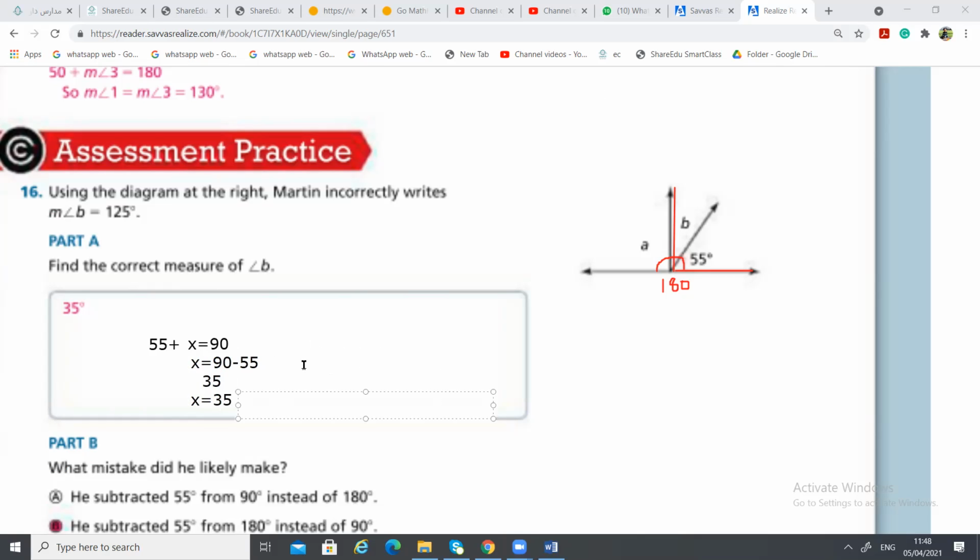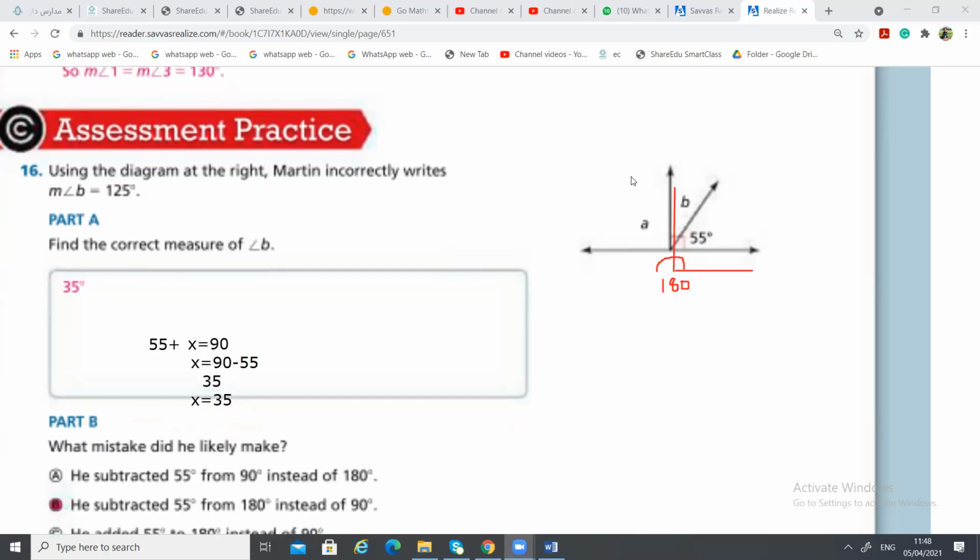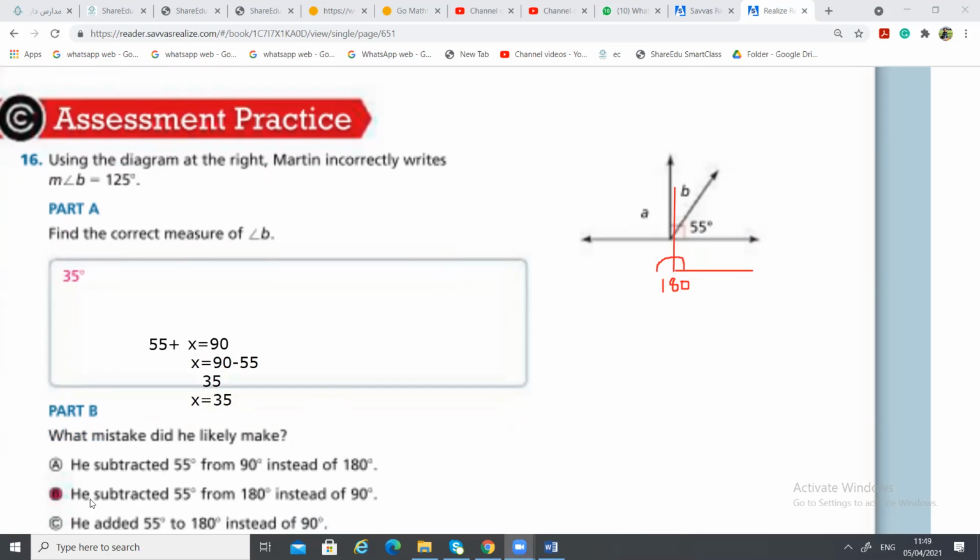So this is the mistake. He subtracted not from 90, he did it from 180. This is the mistake he did. He subtracted from 180 instead of 90.